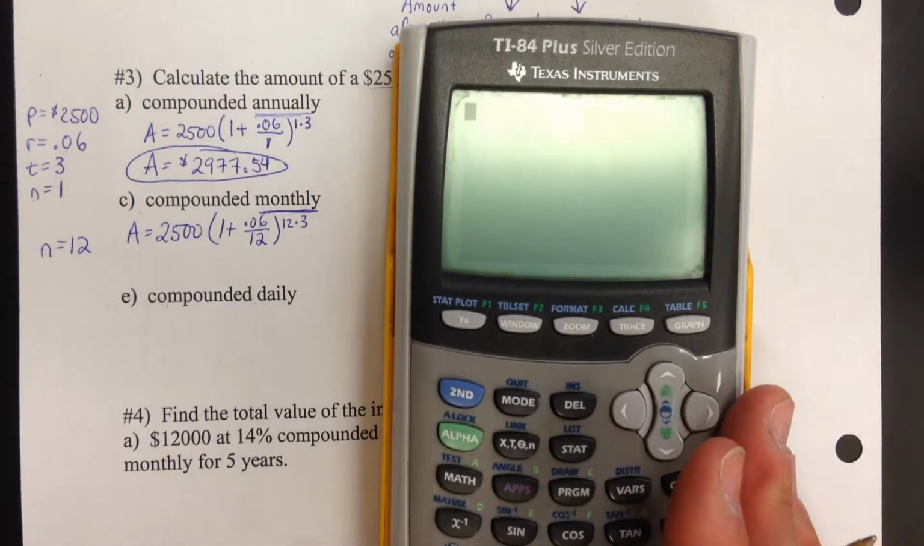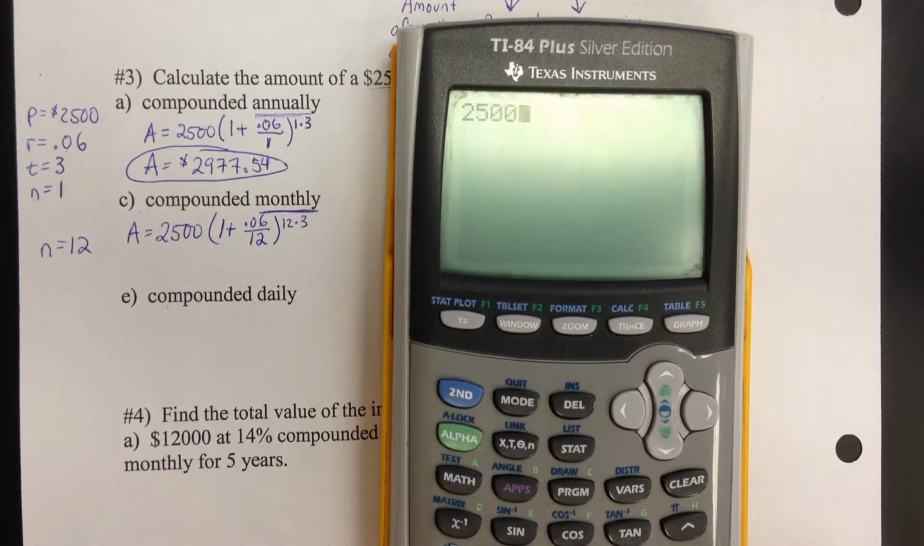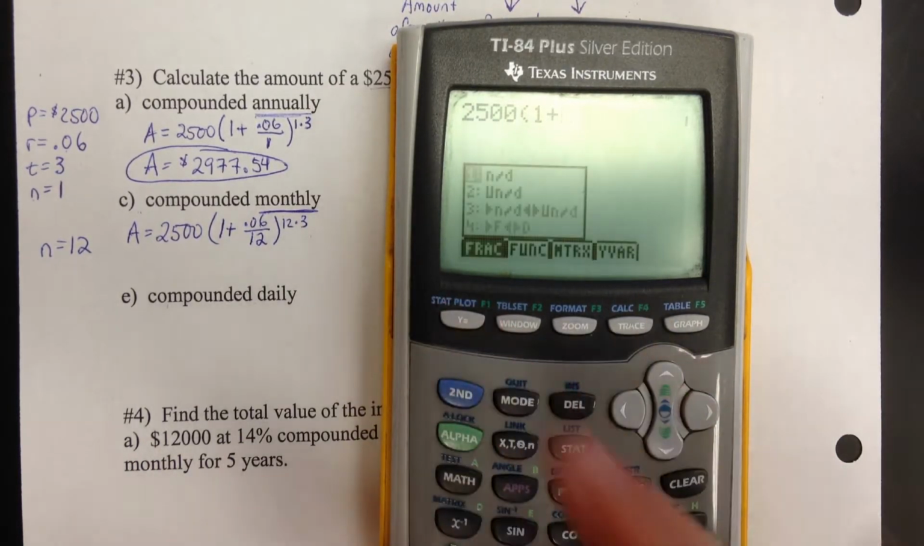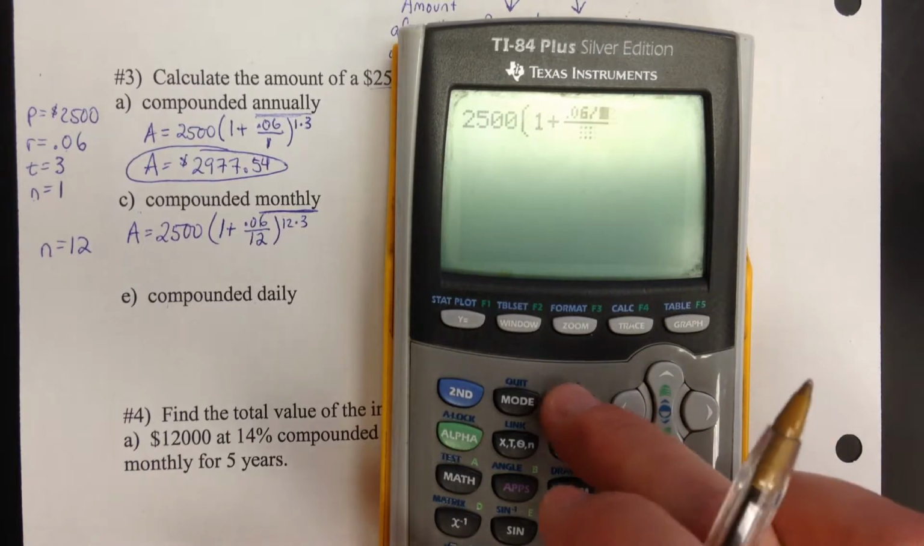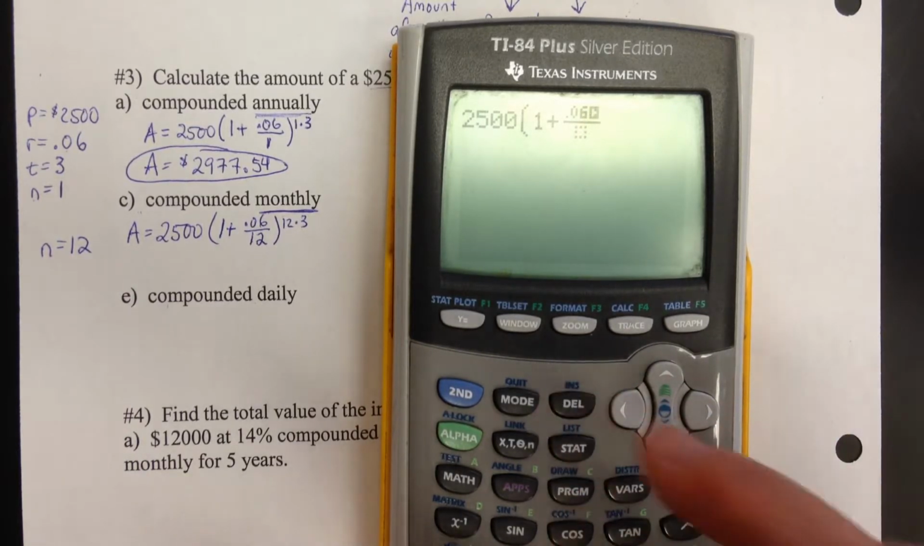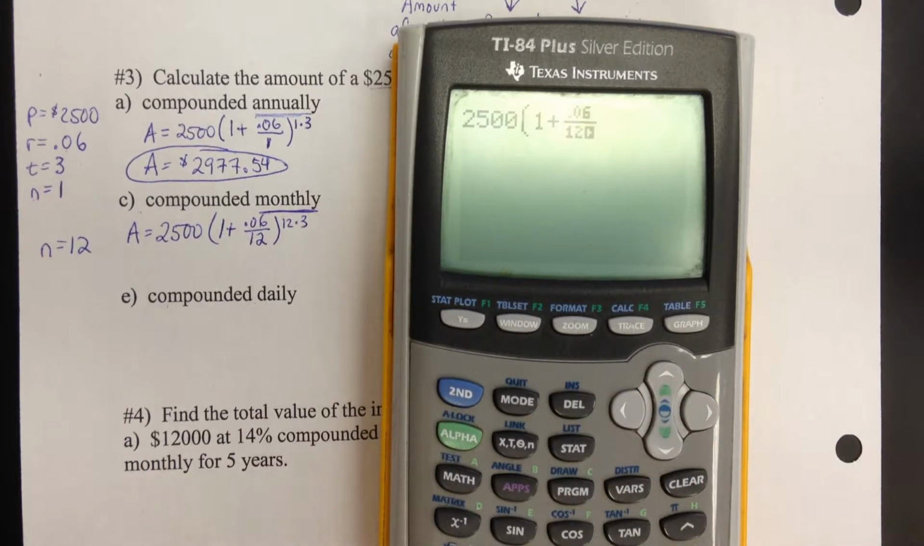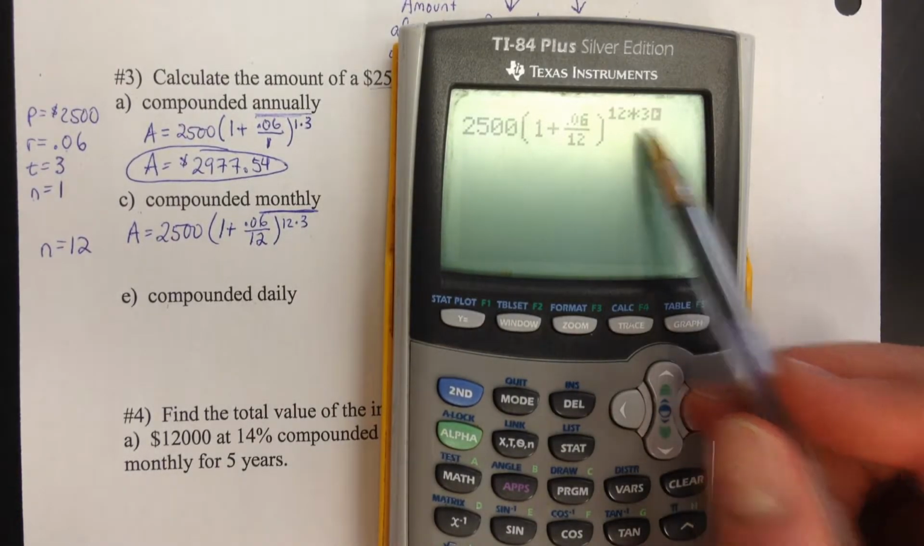Okay, so now I'm going to type this again, 2,500, parentheses 1 plus, 0.06 divided by 12, whoops, got to be careful here. So I'm going to come down, 0.06 over 12, close parentheses, and then my exponent raised to the 12 times 3, which would be 36. So you could just type 36 there.